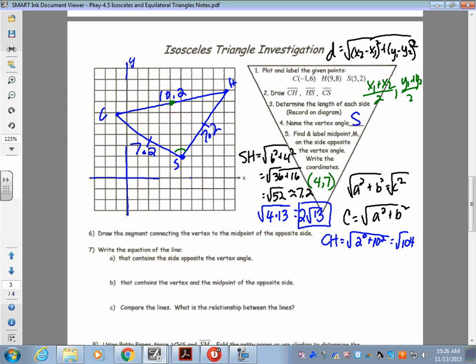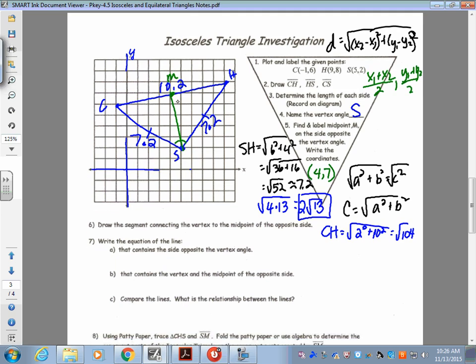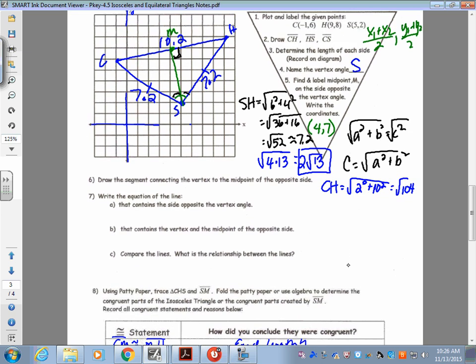The reason why I'm doing that is because the first thing they want you to do is draw the segment connecting the vertex to the midpoint. So you're going to draw that line. This was my midpoint. If you have not drawn the line from the vertex to the midpoint, you need to do that. And yesterday we learned that that's a perpendicular bisector. Whenever you go from a midpoint to the vertex, 2 things occur. This becomes perpendicular, and it bisects the angle.